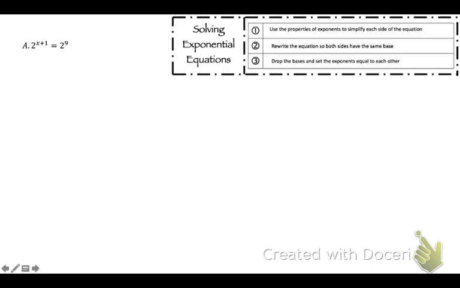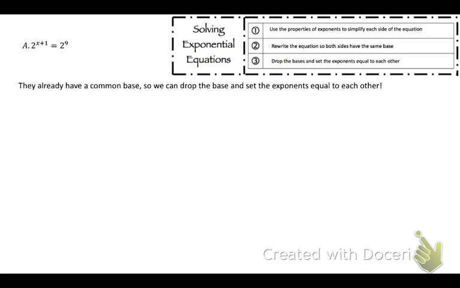So if we look at this, we have 2 to the x plus 1 and 2 to the 9th. Since those bases are already the same, we can just cancel those, and you're just left with x plus 1 equals 9, which means x equals 8. And you can always check this by plugging it back in.